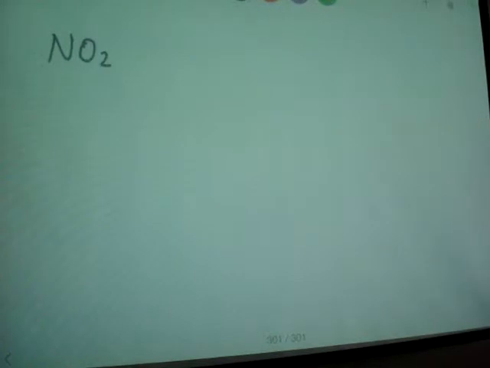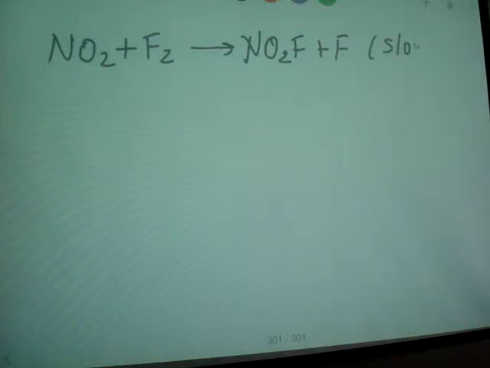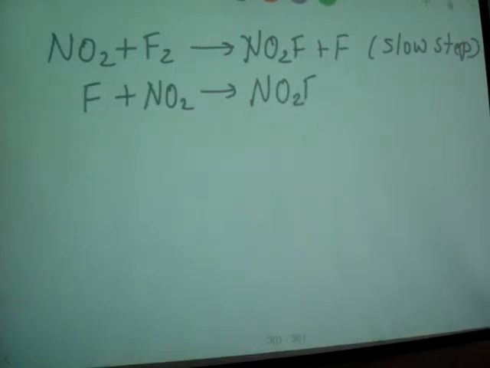NO2 and F2, when they react, give NO2F and F. This is a slow step. And fluorine and NO2, when they react, give NO2F. This is a fast step. This is an example, alright?